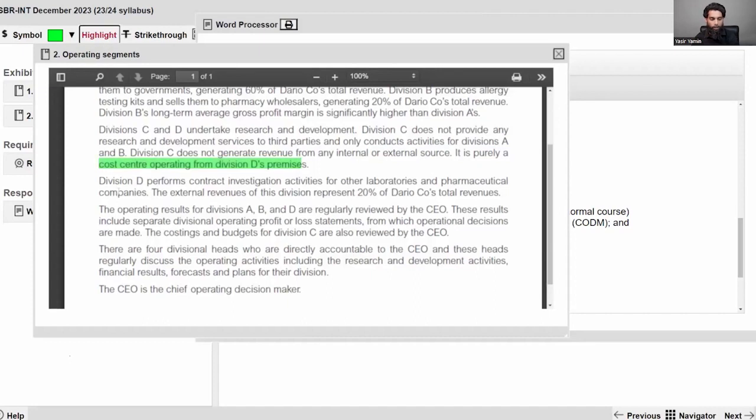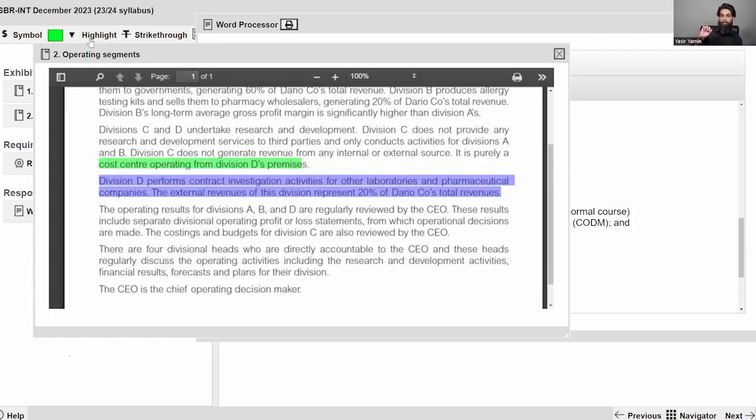All right. It says that Division D performs contract investigation activities for other laboratories and pharmaceutical companies. The external revenues of the division represent 20% of Dario company's total revenue. Okay. So is Division D an operating segment? Seems to be. At least it engages in business activities, and it has segregated financial information available, because it says that it has 20% of revenue compared to the total. So separate data is being kept, and that is how we know it makes 20% of the company's revenue. The operating results for Divisions A, B, and D are regularly reviewed by the CEO.